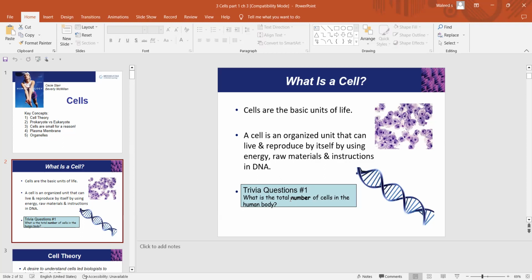What's the total number of cells in the human body? It is trillions. You need to remember this. Everything that I'm focusing on is important.